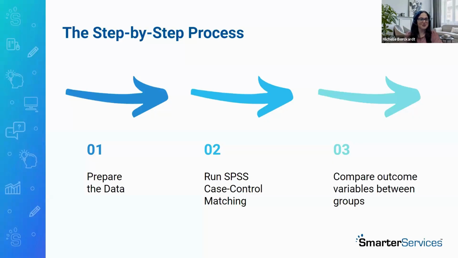So step by step, there's kind of 3 steps in this process. First, prepare the data. So you have to gather all of the data from your different data sources and put it into one big data set or spreadsheet. Then you have to run it through the matching method. So we used SPSS, case control matching. SPSS is a statistics software if you're not familiar. Other people might use R, or they might use other softwares.